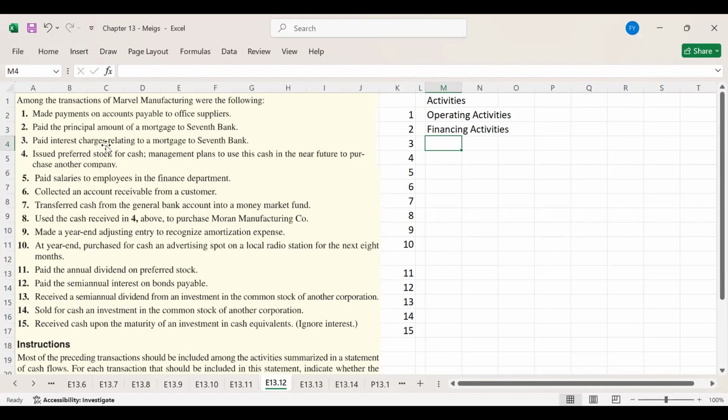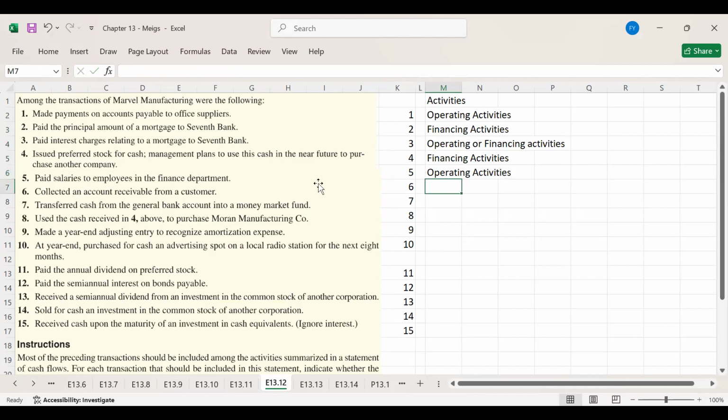Paid interest charges related to that loan. So it would be operating or financing, depending on US GAAP or IFRS. If the company is following US GAAP, then it would be in operating activities, otherwise financing. Issuing the preferred stock for cash. So the company is issuing preferred stock or ordinary shares. This would be financing activities. Paid salaries to the employees or paid to the suppliers, all would be your core operating activities.